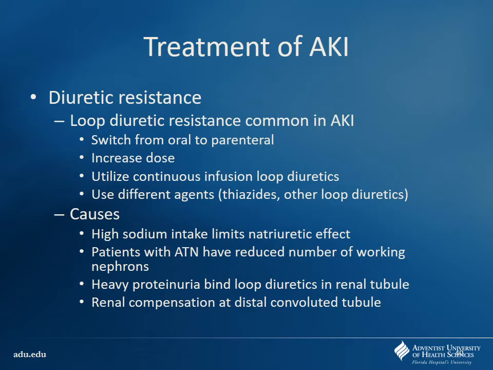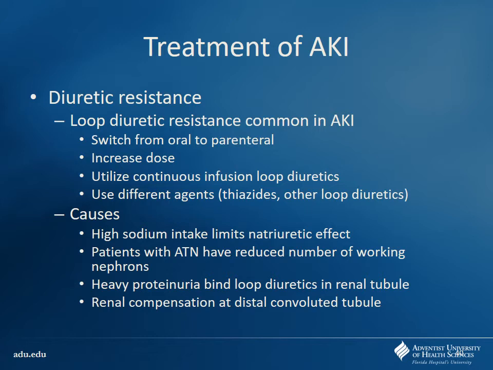Now, loop diuretics, you can end up running into what we call loop resistance. I know I've mentioned this before, but basically loop diuretics obviously work where in the nephron? Where do loop diuretics work in the nephron? In the loop of Henle, right? What comes after the loop of Henle? So remember, the loops work on the ascending portion of the loop of Henle, then it goes into the distal convoluted tubule. Does anyone remember what diuretics work there? Thiazides, yeah. So thiazides work in the distal convoluted tubule.